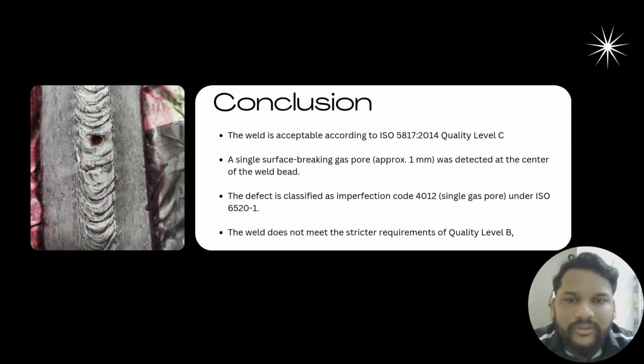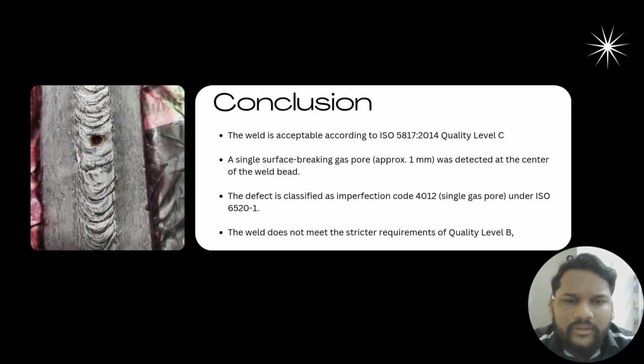Next, we move to the conclusion. The inspection of the welded sample was successfully performed using both visual testing and liquid penetrant testing (LPT). Both VT and LPT reveal the presence of a single surface breaking blowhole approximately 1 mm in size located at the center of the weld bead. This defect is classified under ISO 6520-1 as imperfection code 4012, single gas pore.